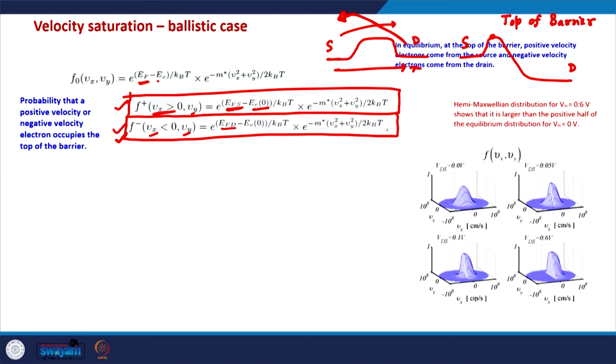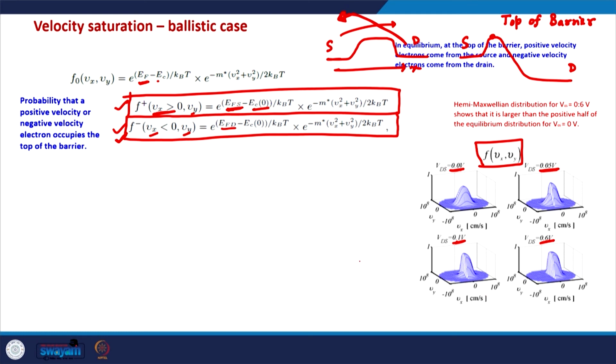Now, let me show you something important here. This is the plot of the Maxwellian distribution of velocity for various drain voltages. This is the plot for VDS equal to 0 volts, this is for a very small VDS, 0.05 volts, this is a slightly larger VDS, 0.1 volts, and this is a very high VDS, 0.6 volts. And this is the key to understanding the velocity saturation in the ballistic MOSFET.